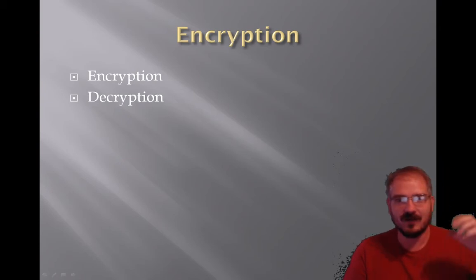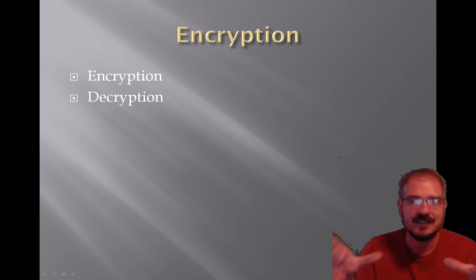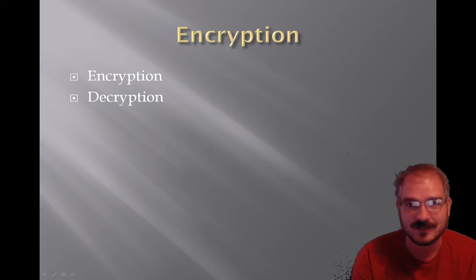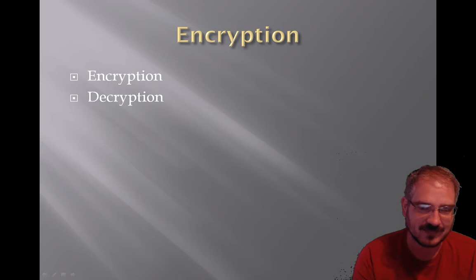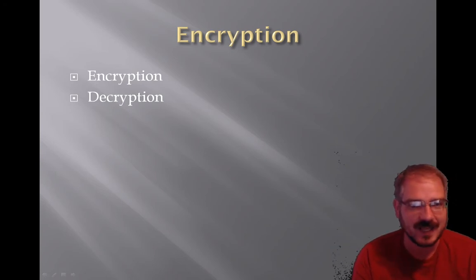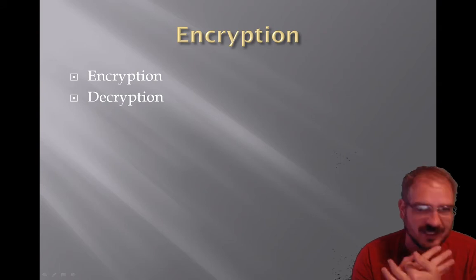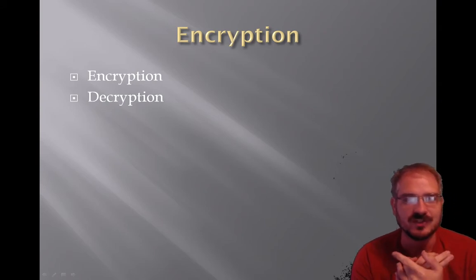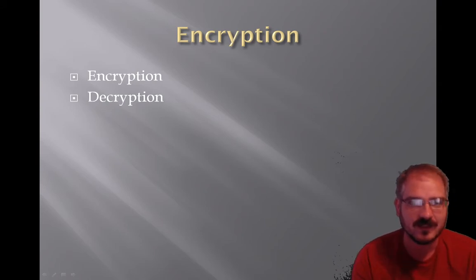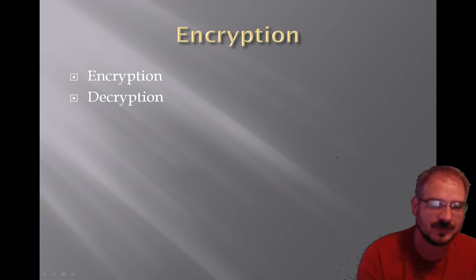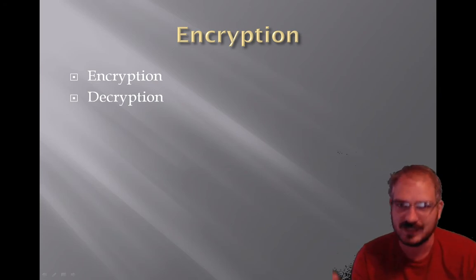The process of taking it from plain text into encrypted or ciphertext is called encryption. The process of then taking that ciphertext or encrypted text and returning it back to the plain text is called decryption. So it's just both ends of the process. We scramble with encryption, we unscramble with decryption.